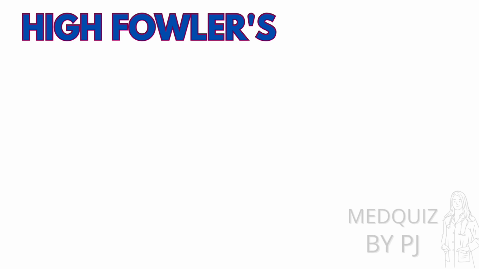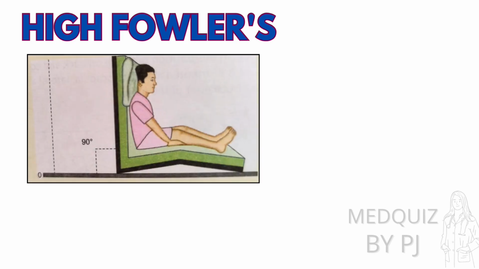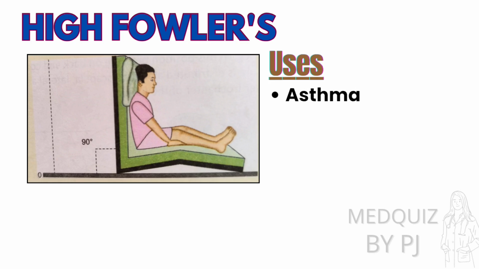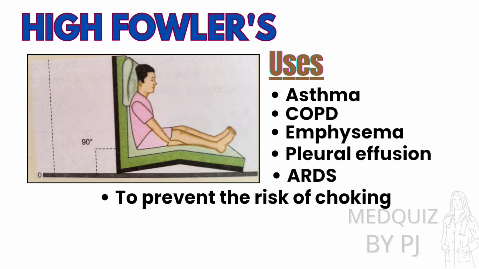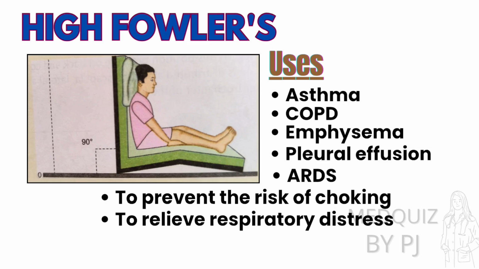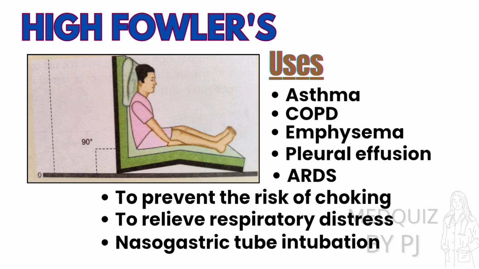High Fowler's position. Head of the bed is elevated at 90 degrees with flexion at the level of waist. Uses. Asthma. COPD. Emphysema. Pleural effusion. ARDS. To prevent the risk of choking. To relieve respiratory distress. Nasogastric tube intubation.